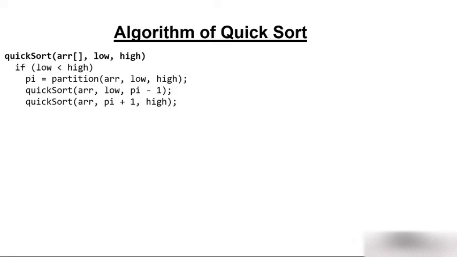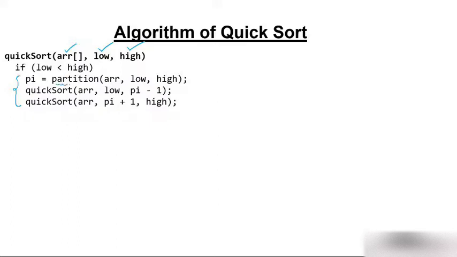So this was about the animated part of quicksort, and let me tell you the algorithm of quicksort. We have an algorithm where a quicksort function is called having three parameters. One is the array, the entire array, one is the low index, and one is the high index. If low is less than high, it will execute these three functions, that is, recursion is occurring.